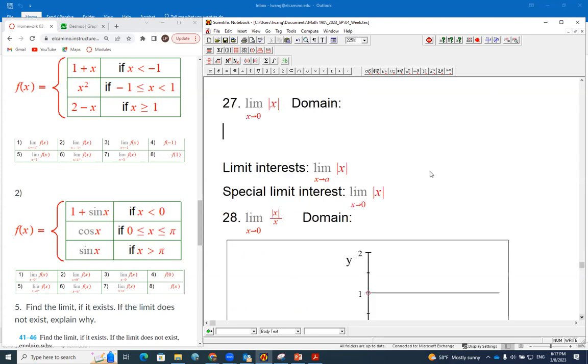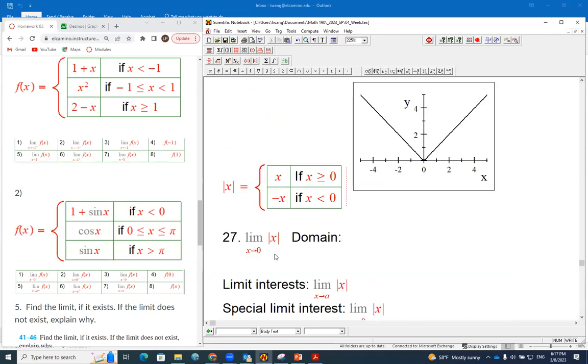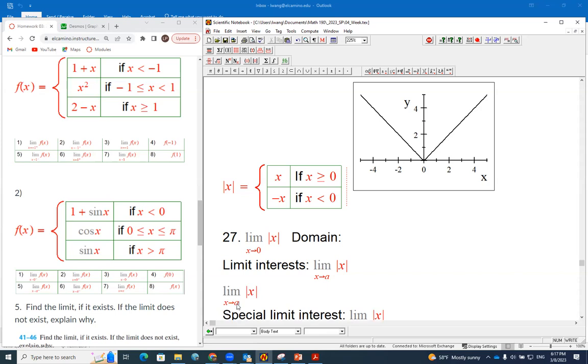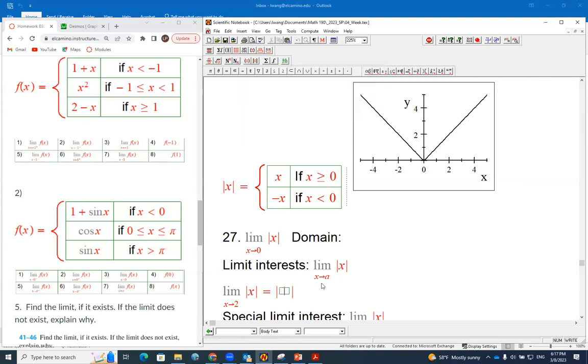If we're interested in a point of interest for a limit, if a is not 0, no problem. Direct substitution. For example, if I consider this limit, where a is 2, no problem. We can do direct substitution. The direct substitution will lead us to the absolute value of 2, and that equals 2.